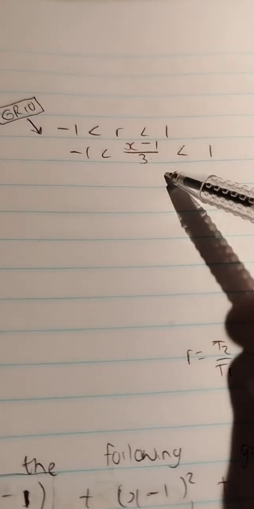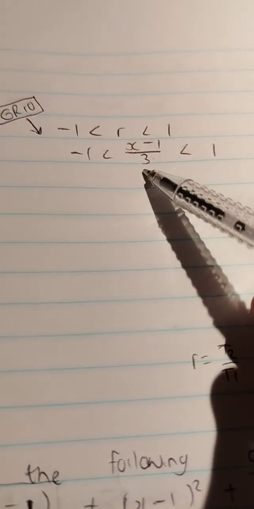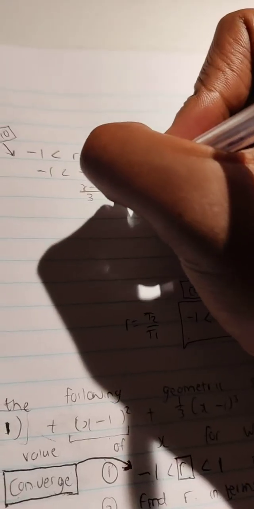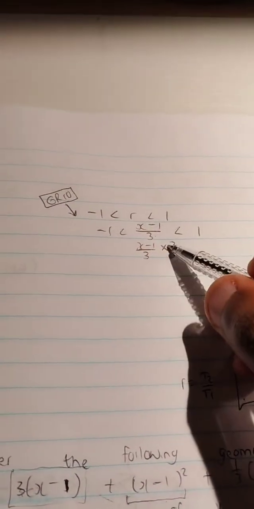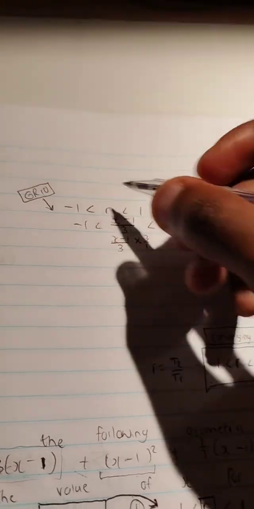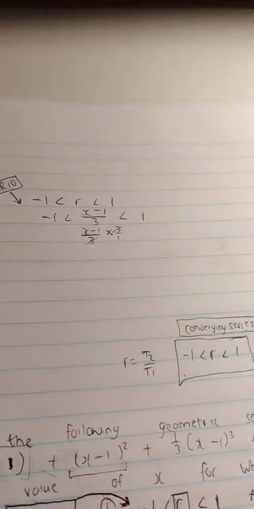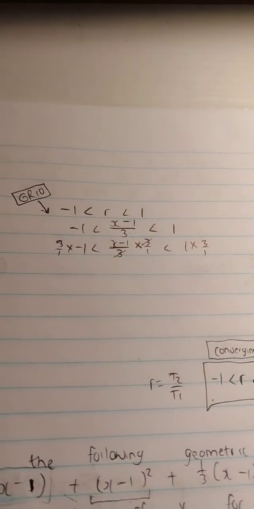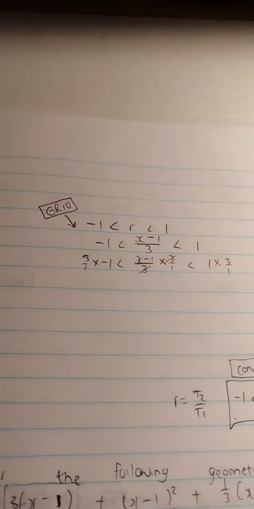So the first thing we're going to do here is we can see that x minus 1 is divided by 3. So what we are going to do is multiply the middle by 3 over 1. Why are we multiplying by 3 over 1? It's because we want to get rid of the denominator. But remember, if you multiply by 3 over 1 in the middle, you multiply by 3 over 1 on the left and on the right. You do the same thing you have done in the middle.